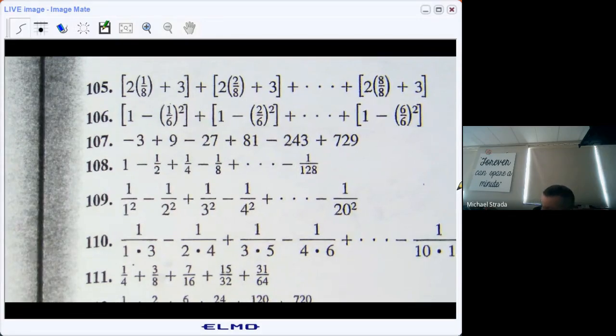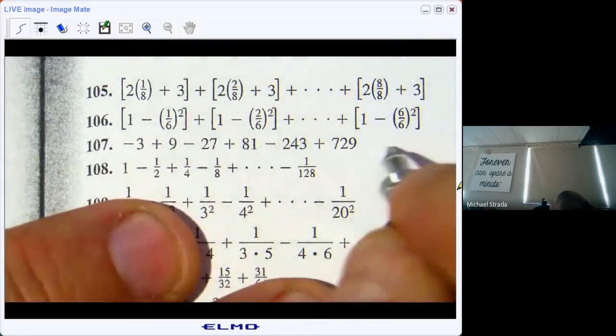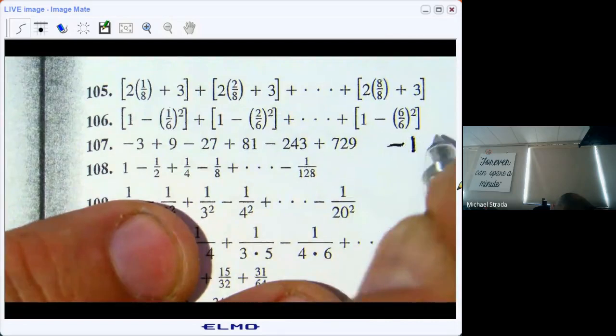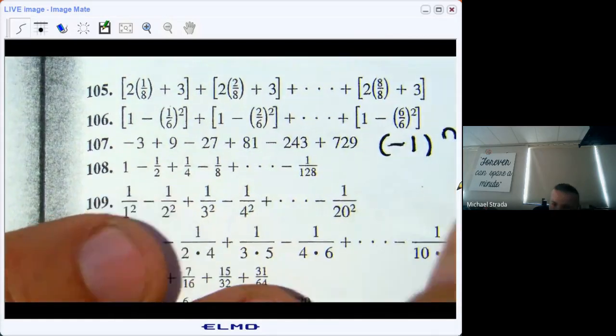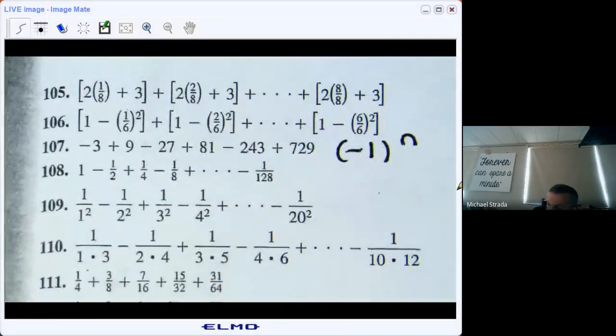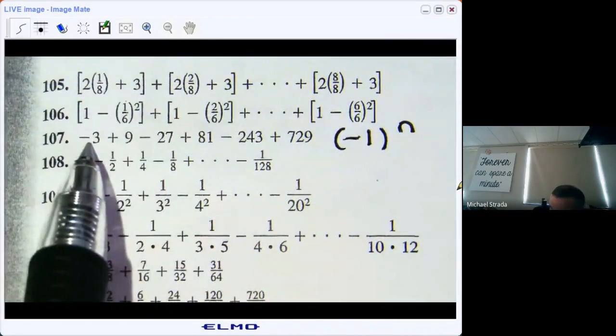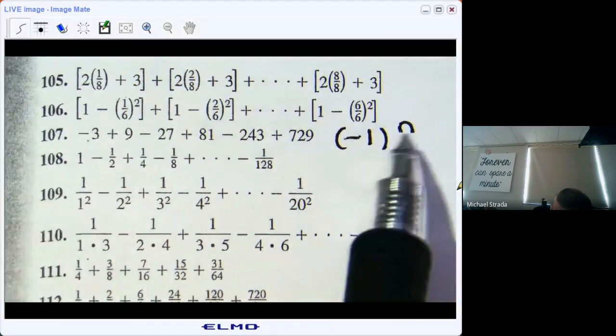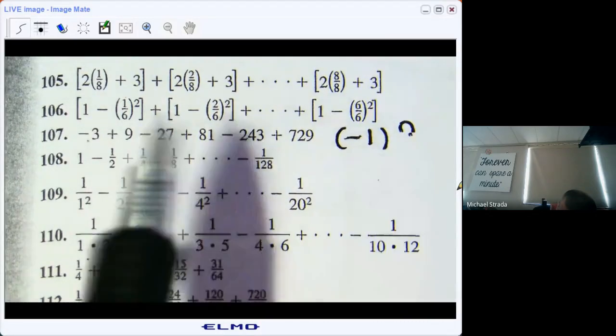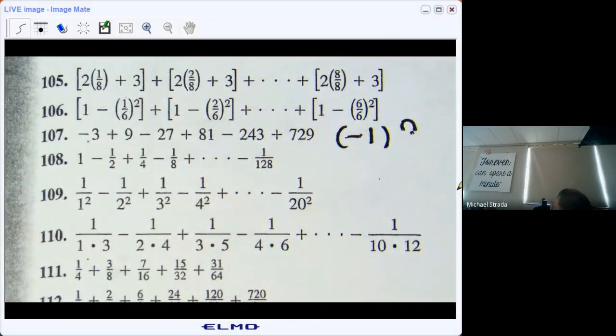Again, is the sign switching each time? Yes. When that occurs, you have -1 to the n involved. But this is the small adjustment you have to think about. Is my first term negative or positive? So you don't have to do anything else. You're good. We'll talk about when the first term's positive in a second.